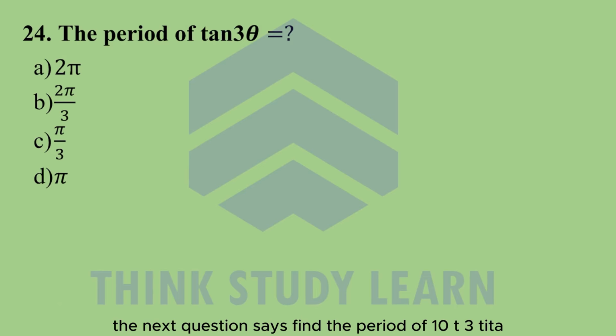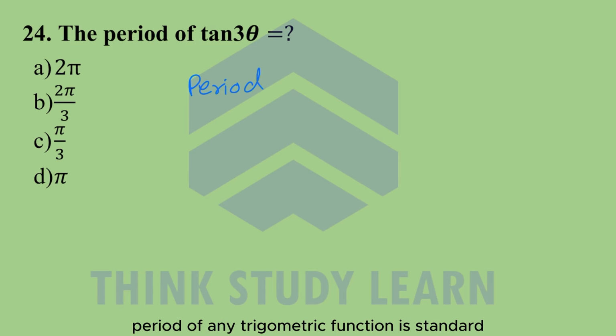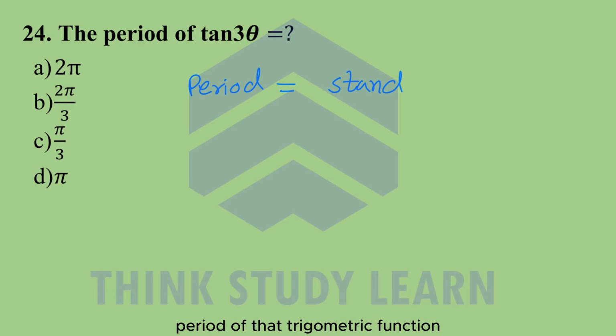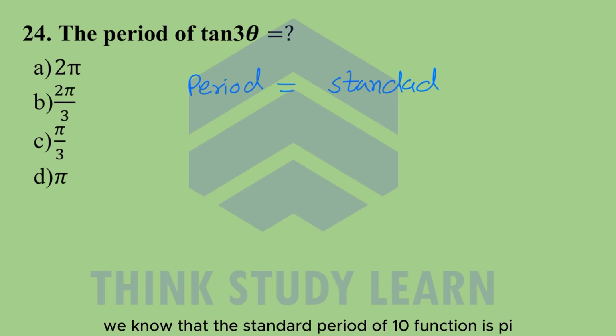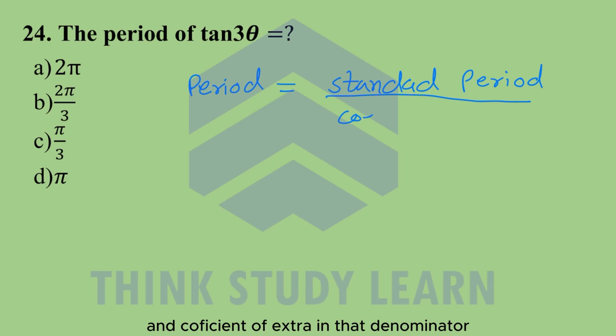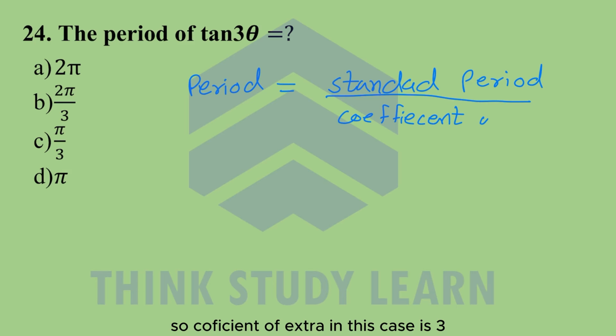The next question states find the period of tan 3 theta. So we know that the formula of period of any trigonometric function is standard period of that trigonometric function. We know that the standard period of tan function is pi, divided by the coefficient of x term in the denominator. So coefficient of x term in this case is 3. So putting the values, pi over 3, C option is the right answer.